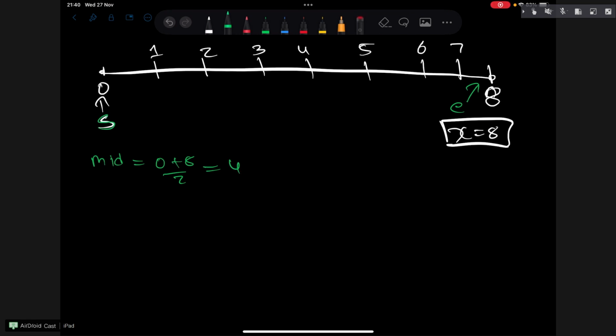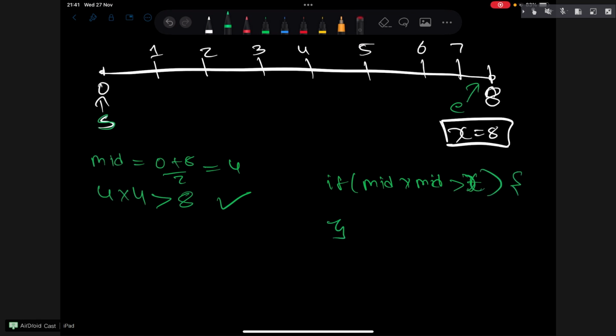Once we find mid, we can simply ask: is my mid, 4 times 4, greater than target? What is my target? My target is 8. Is it greater than target? Yes, it is. If mid times mid is greater than target, and my target was x, we will do something. Otherwise, we will do something else.